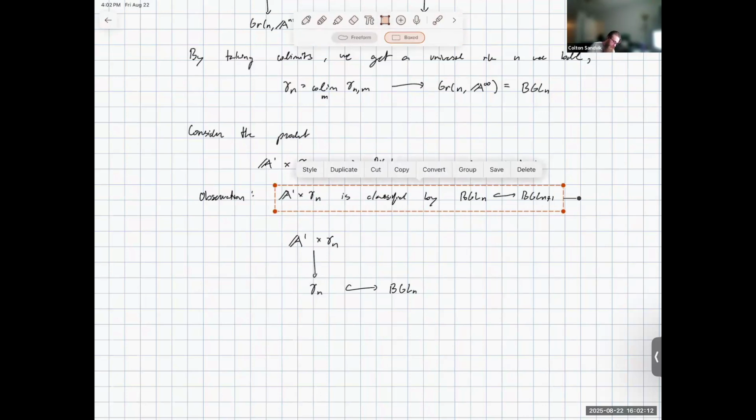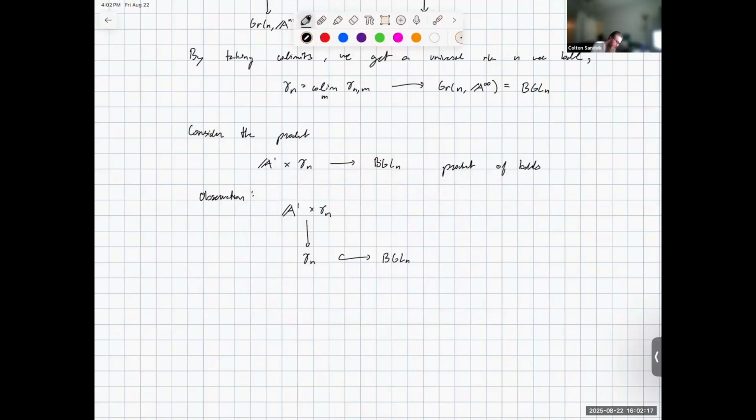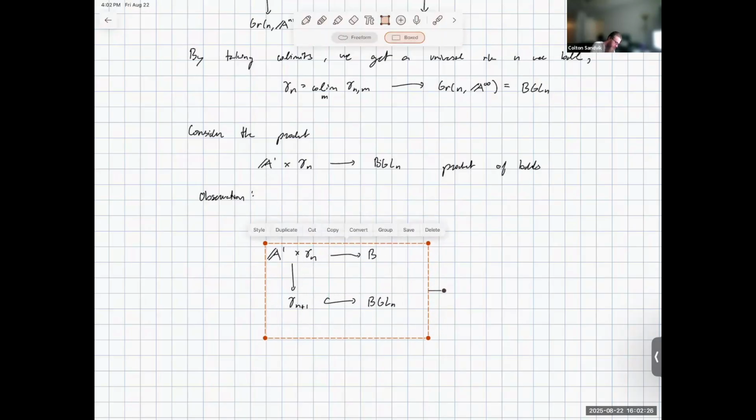Maybe let's ignore this part for now. I mean, what I want to write is that we have a pullback square. Okay. Sorry. So here, let me change this.